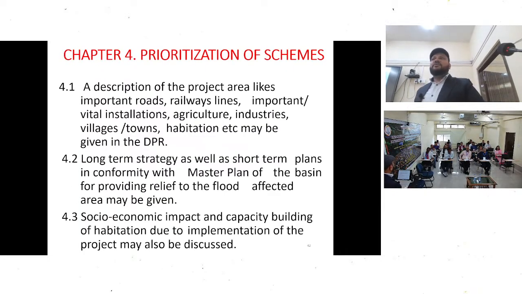And chapter 4 should be prioritization of the scheme. A description of the project area, like important roads, railway lines, important vital installations, agriculture or industries. Whenever anything is there, it should be mentioned. A long-term strategy as well as short-term plans. That should be in conformity with the master plan. Then socio-economic impact and capacity building of the habitation.